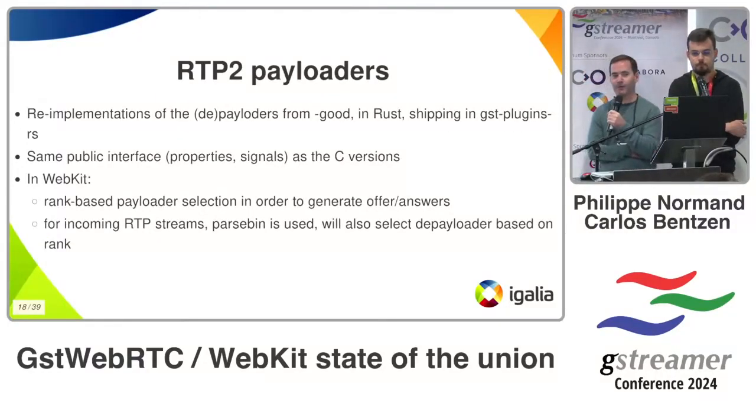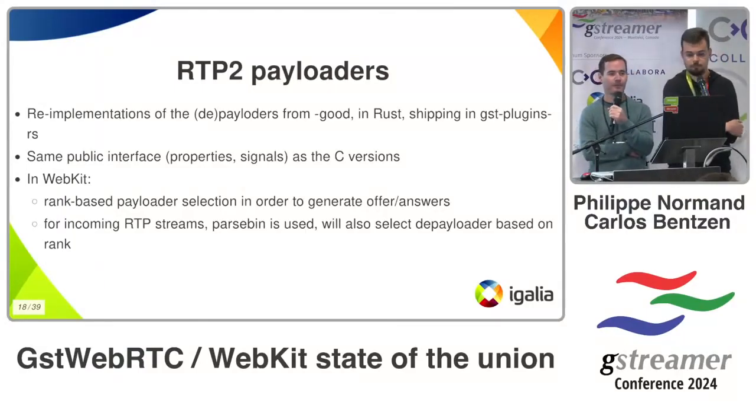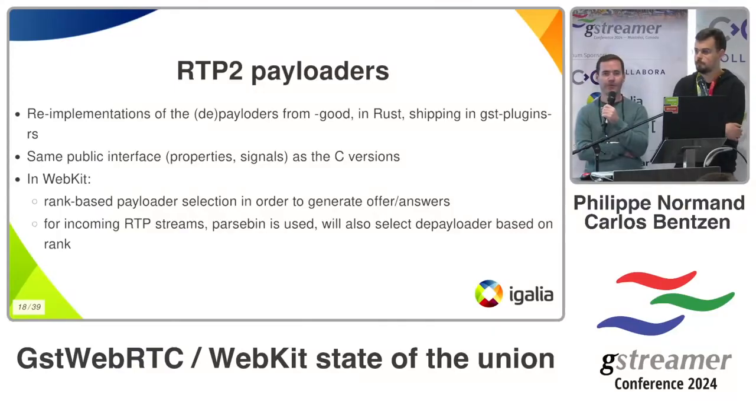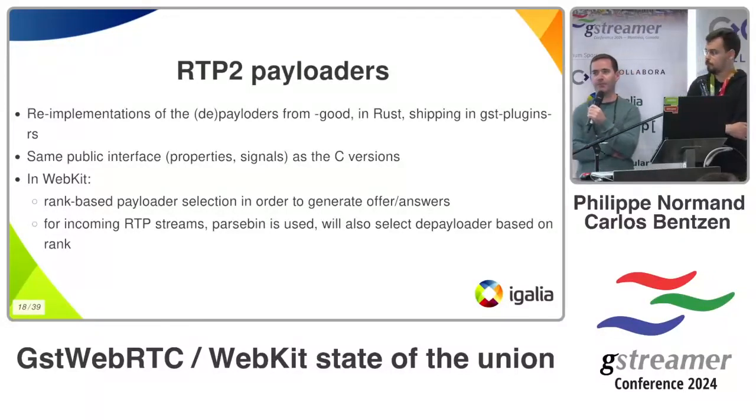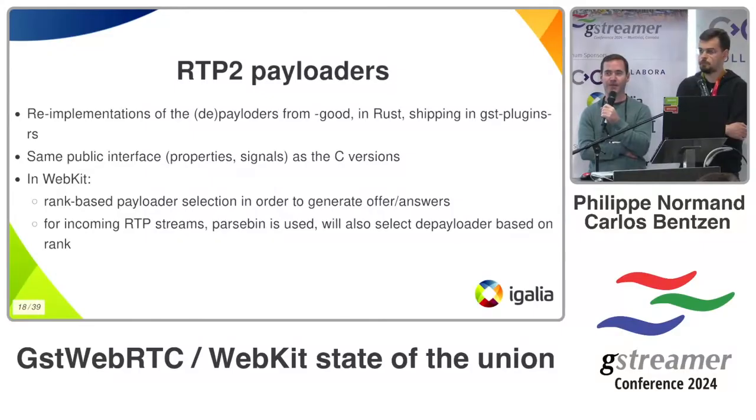Another thing we worked on a bit is RTP payloaders. As you may know, the payloaders from gst-plugins-rs have been rewritten in Rust. The nice thing about that is that they have the same public API surface, like properties and signals, so they can act as a swap-in replacement for the old C versions.